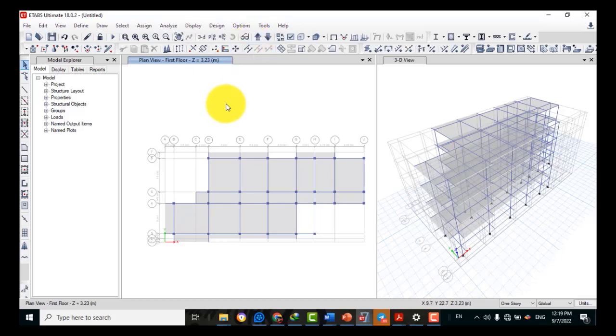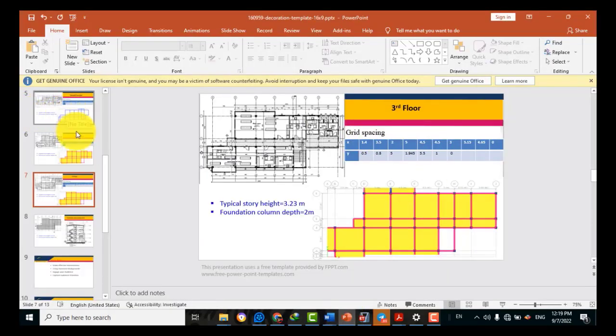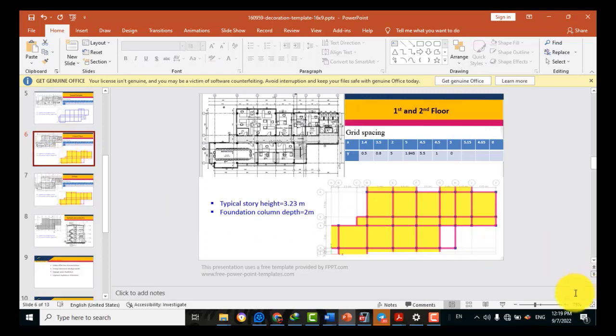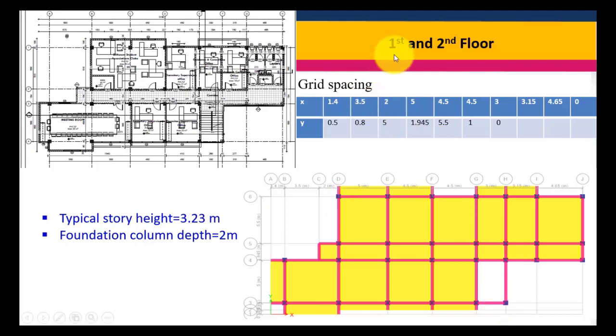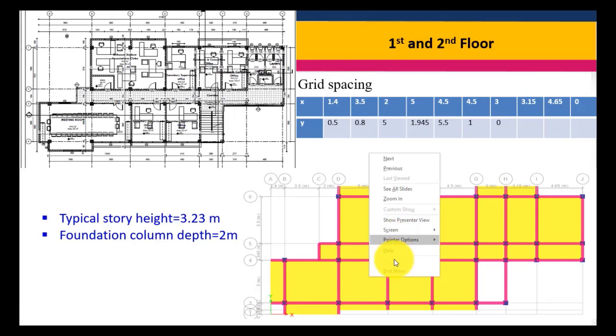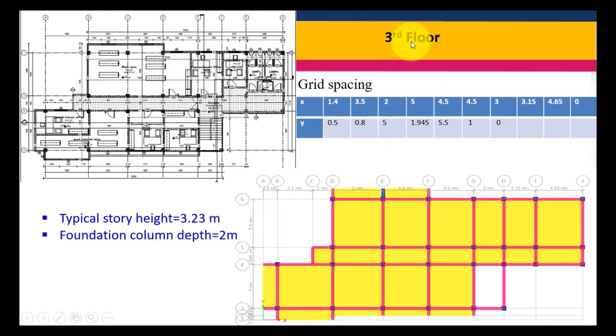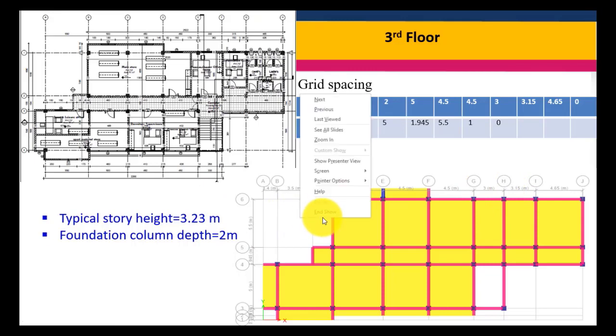What about first and second? Let us look at the architectural drawing. This is the third floor. Let us see the first and second. In the first and second floor, there is a cantilever here, between G and H, between H and I, also here, and here. What about the third story? In the third story, the cantilevers in GH and HI will be deleted. Therefore let us go and delete them.